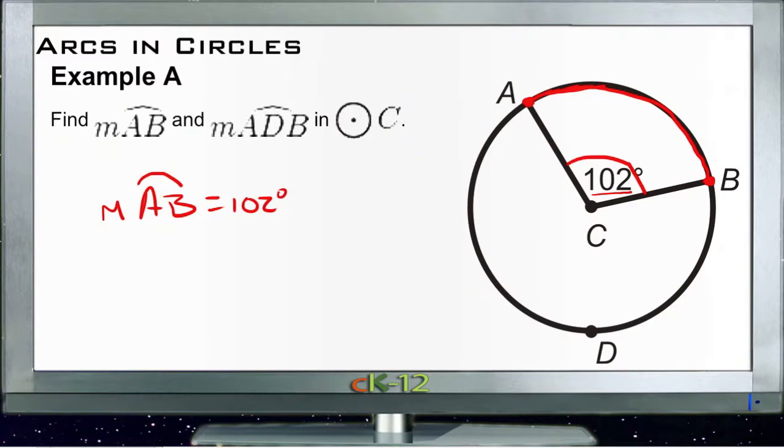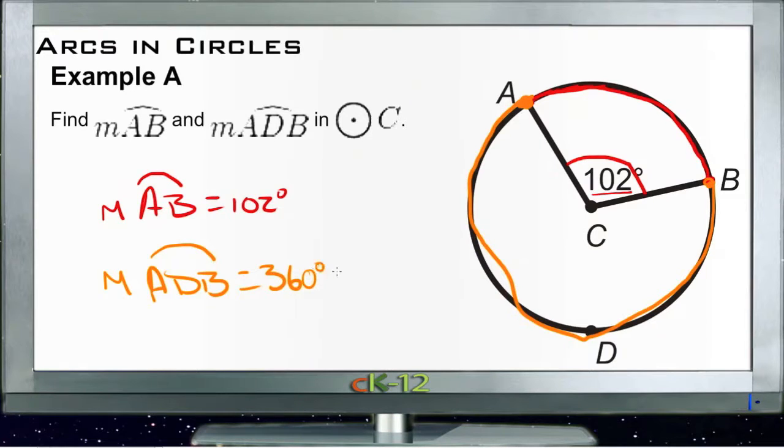Then the major arc that runs from B to D to A, clear back around over here, the rest of the circle, so the measure of arc ADB, is going to be 360 degrees, which would be the whole circle, minus that 102 degrees that we took away, so it's going to be equal to 258 degrees. So the major arc ABD or ADB will be 258 degrees. All right, let's take a look at example B.